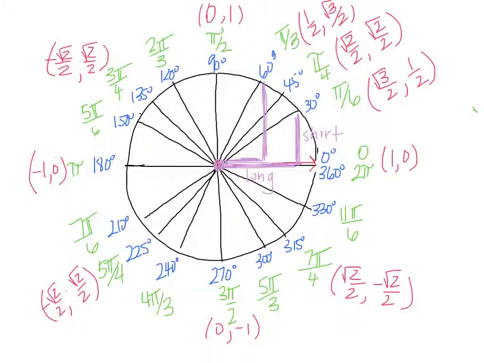So look at 120 degrees. 120 degrees is going to match what other angle? 60. Except it's going to be a negative 1/2. So 120 degrees would be negative 1/2 and then square root 3 over 2.